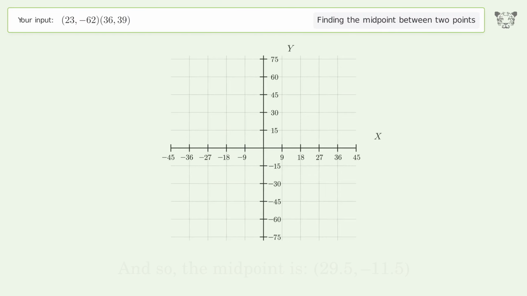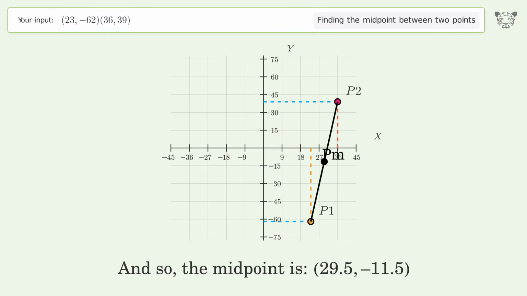And so, the midpoint is 29.5, negative 11.5.